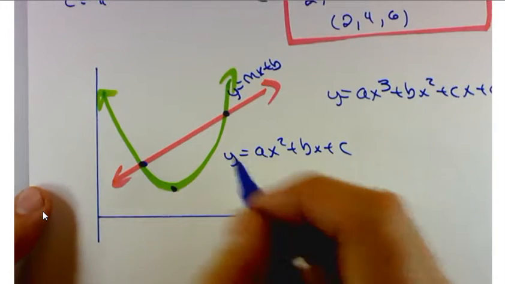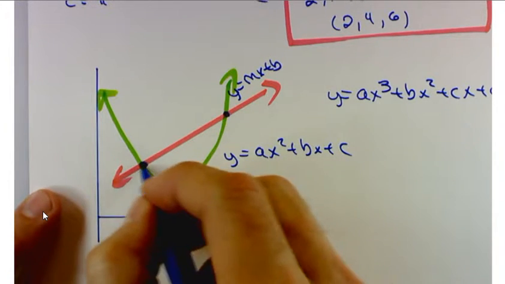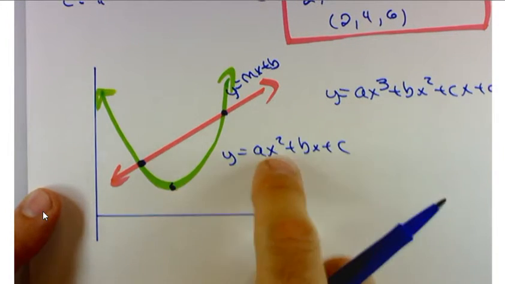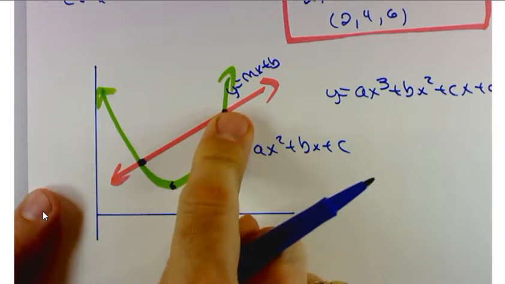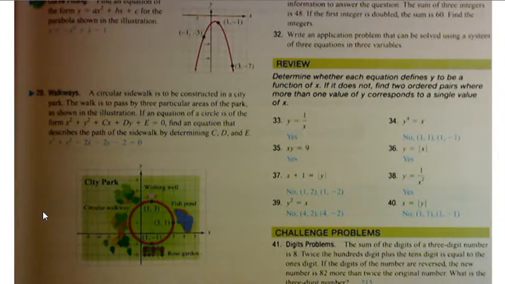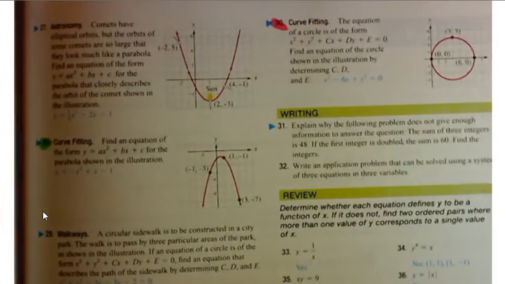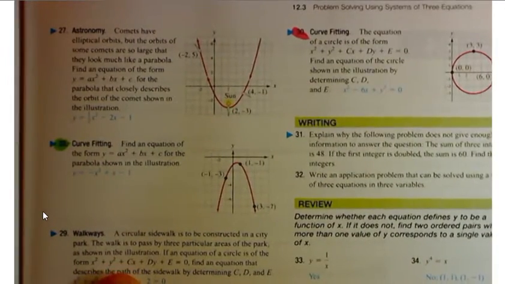Now the thing about these 3 points is that whatever the coordinates are, they are going to satisfy this equation. So I can plug in the values for x and y from these 3 points, and it should fit. Let's see an example like this. They actually have a nice one in the book. Because occasionally you'll get a comet that passes the sun in the orbit of a parabola. So that's your problem number 27.